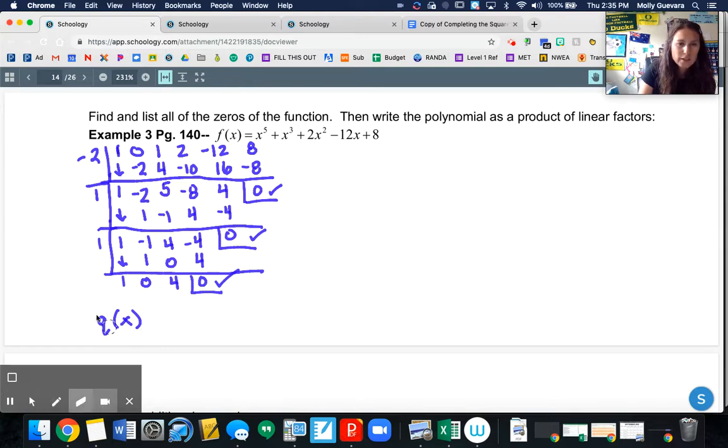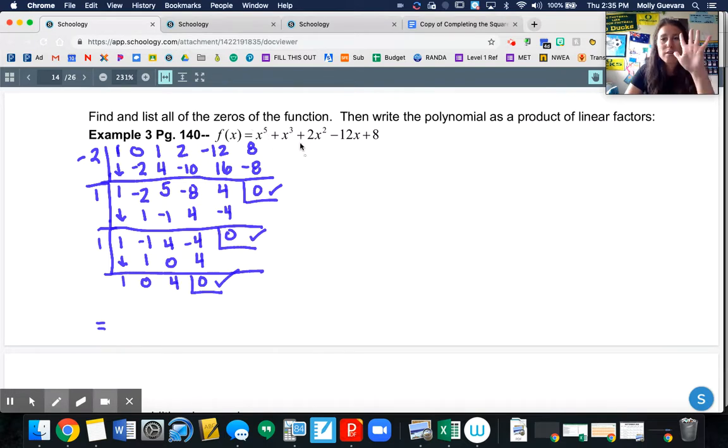I don't even need the q of x. We don't need that part. Okay, so what am I left with? I started with x to the 5th, and I divided once, and that gave me x to the 4th. Then I divided again, and that gave me x cubed. And then I divided again, and that gets me x squared. So this is x squared plus 0x plus 4, or just x squared plus 4.